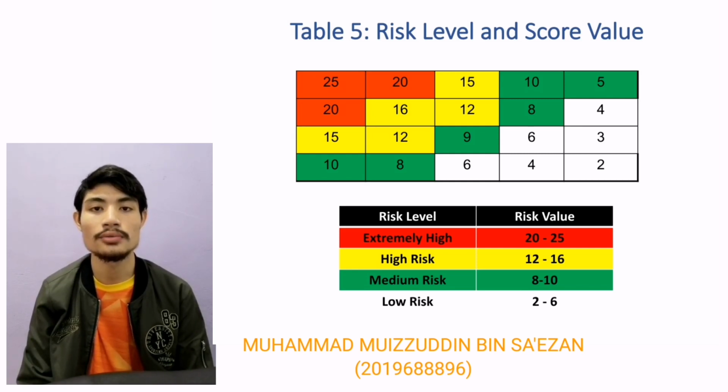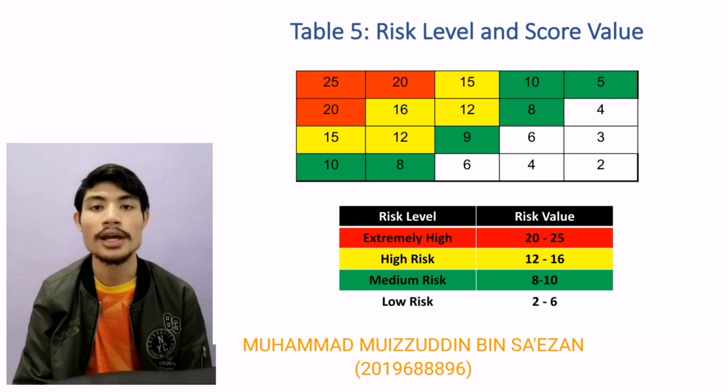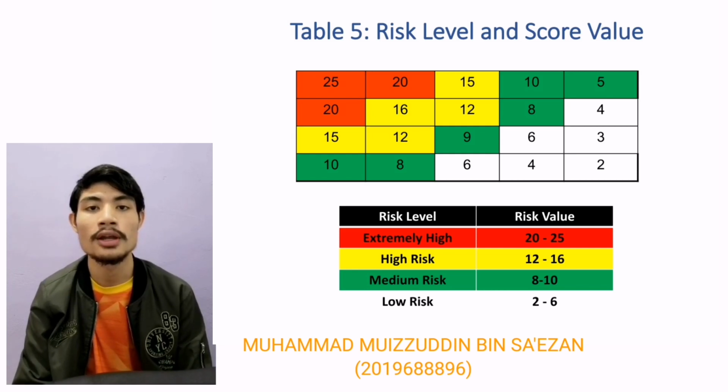Next, we move to Table 5, which is risk level and score value. There are 4 colors, which are red, yellow, green, and white. Red color stands for extremely high, which ranges from 20 to 25. Yellow color stands for high risk, ranging from 12 to 16. Green color stands for medium risk, which ranges from 8 to 10. And finally, low risk, which is white color, stands for 2 to 6.